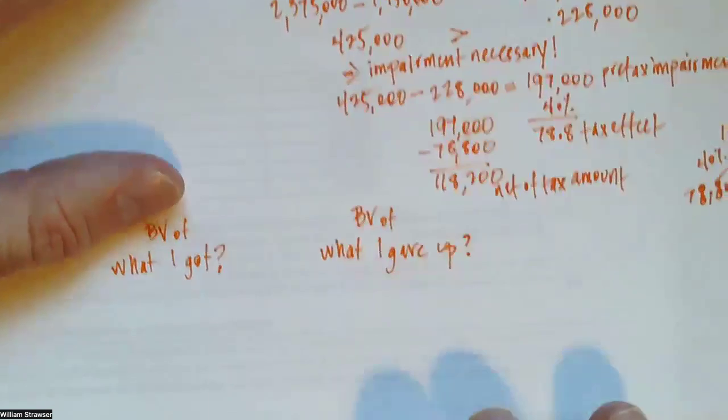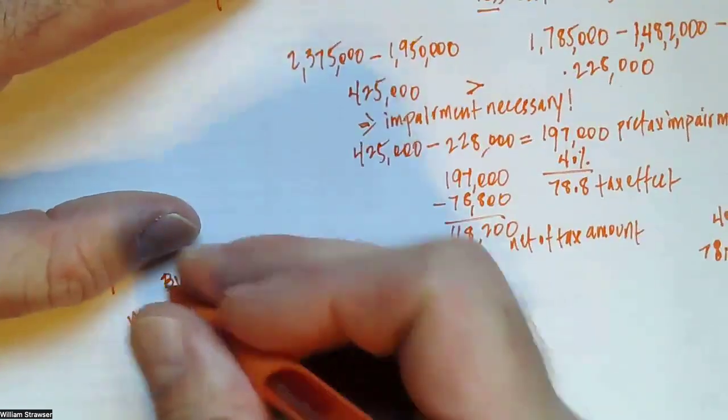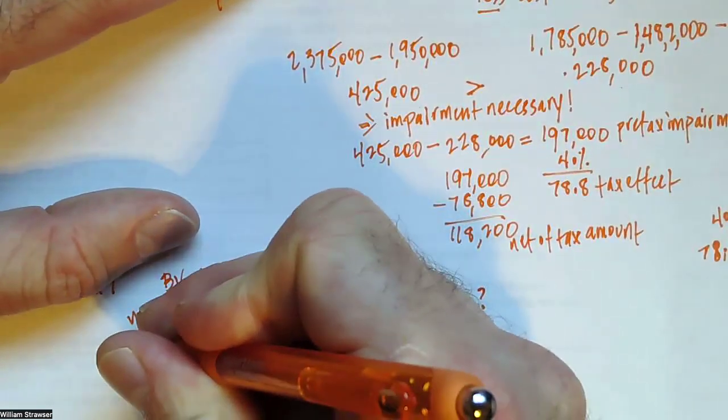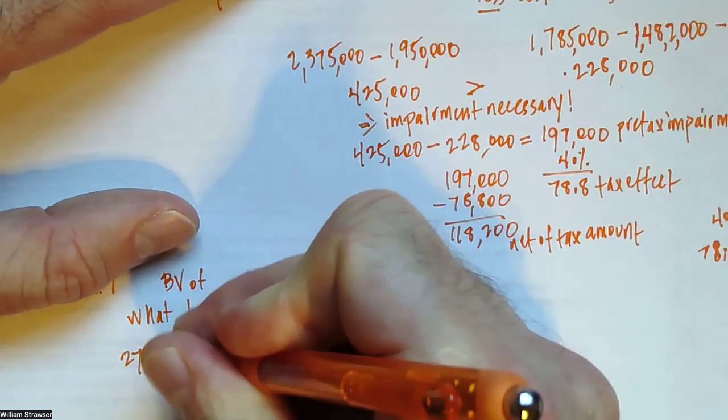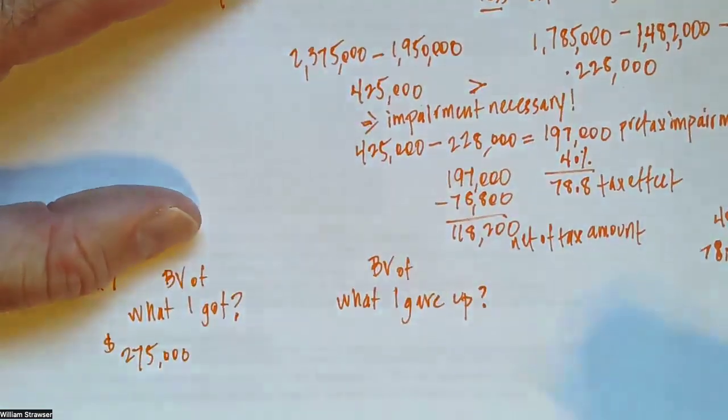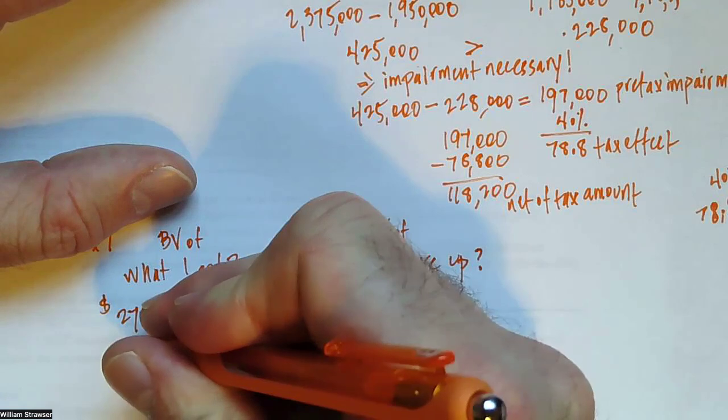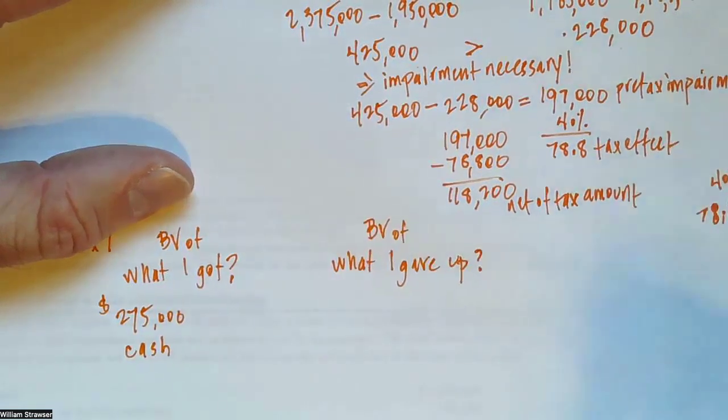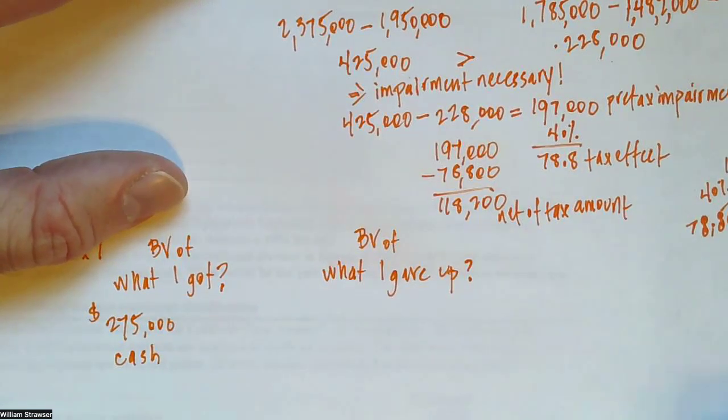So I got 275,000. And since it's cash, the book value of cash is simply the amount of cash I got. And so that's what I got. Now, what did I give up? Well, I gave up, in this case, a discontinued operation.